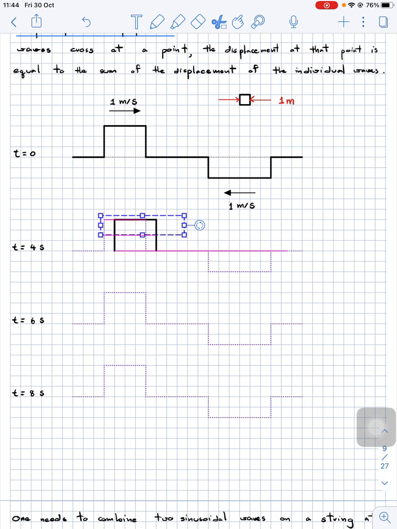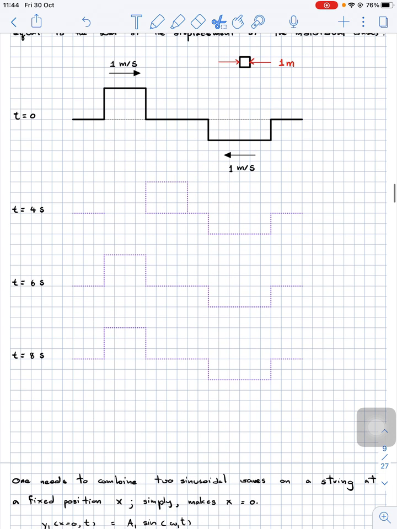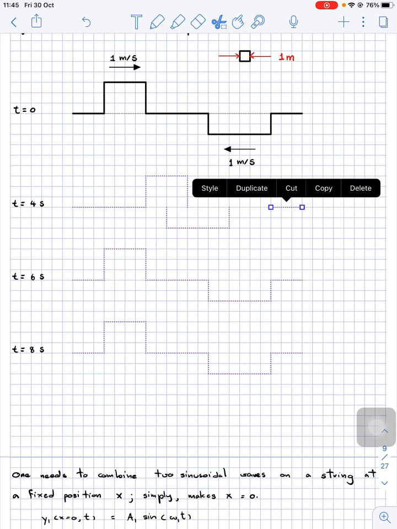Let's draw the first one. 1, 2, 3 and 4 meters in this case. Actually I should move this. Okay, 1, 2, 3 and 4. How about here? It's going to move to the left-hand side by 4 meters. 1, 2, 3 and 4. That's how it looks.